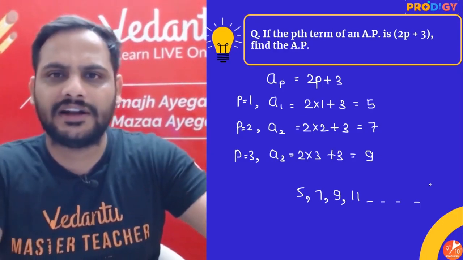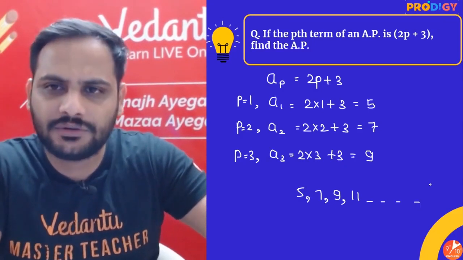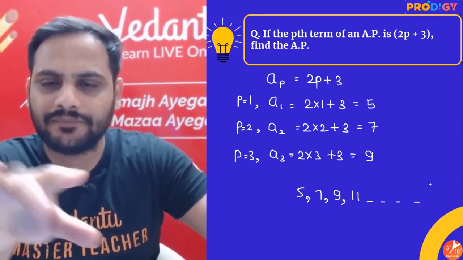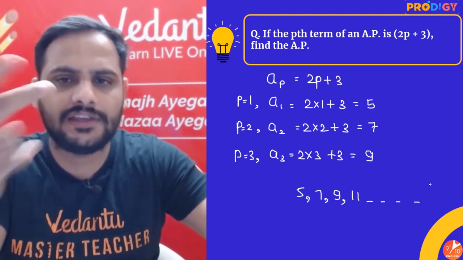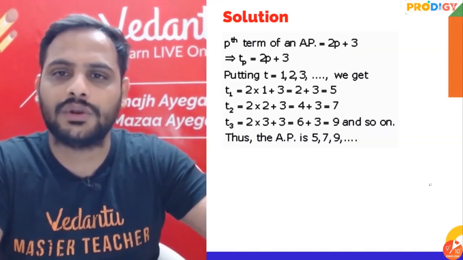So this is how we can find out the AP if they give you a pth term or nth term in some formula. Just replace the value and you'll get your whole AP.